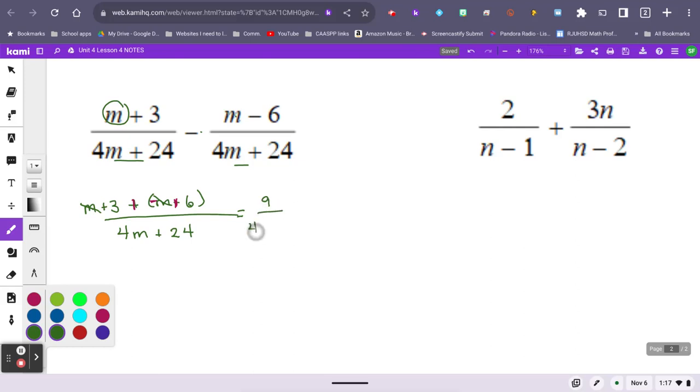over 4. And I'm just going to simplify this one. We can divide both sides by 4. We're going to get m plus 6. And we can't simplify anything, so there is our answer.